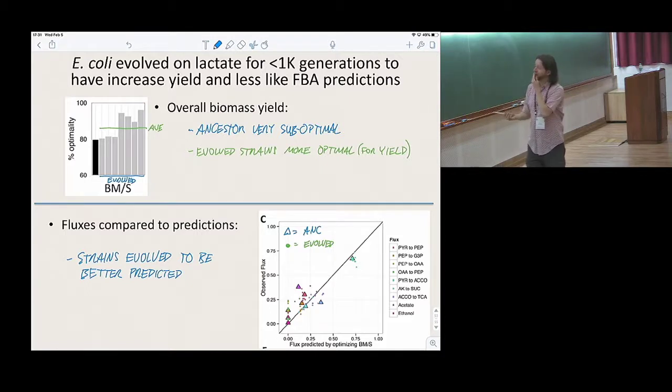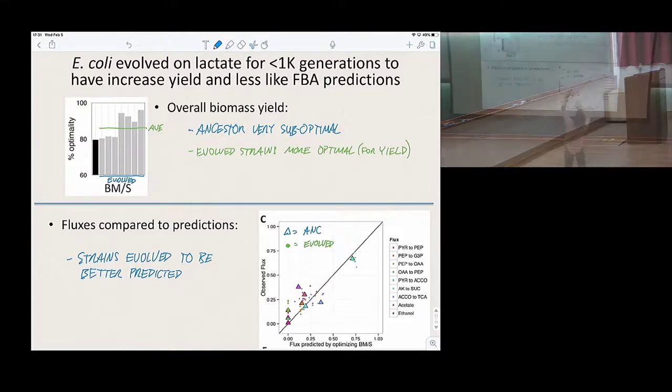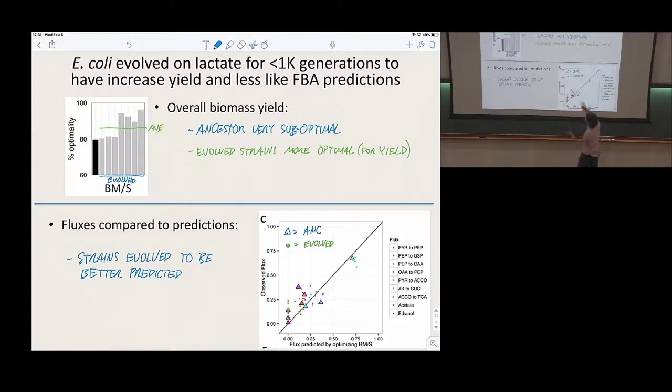So if we look there at the fluxes compared to the predictions, the ancestral are somewhat more spread off this line. We did statistical tests, not shown here, compared to the evolved lines. And so they actually did move. So in this case, the ancestor wasn't very well predicted. Flux balance would not have been a great way of guessing E. coli on lactate, but it actually was a good guess for where evolution would move.